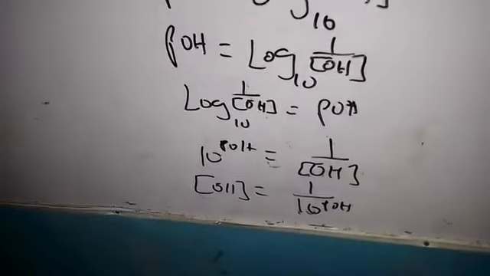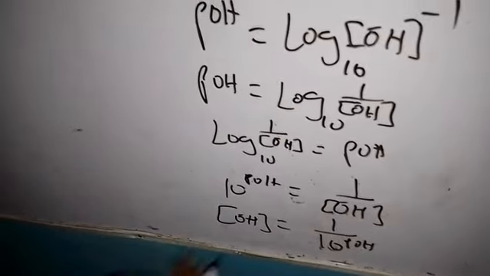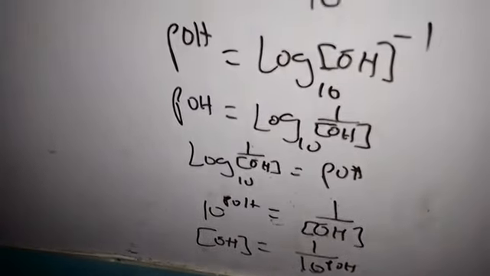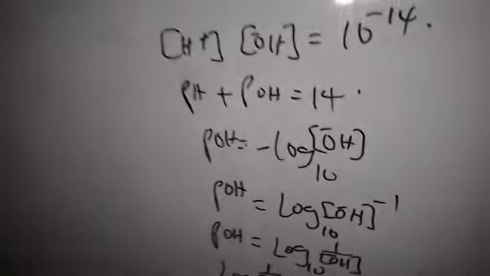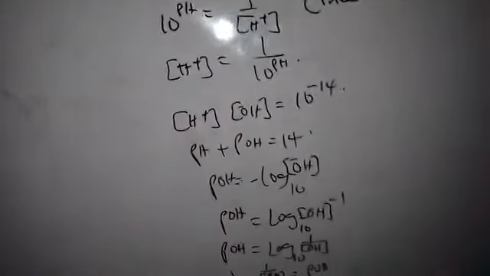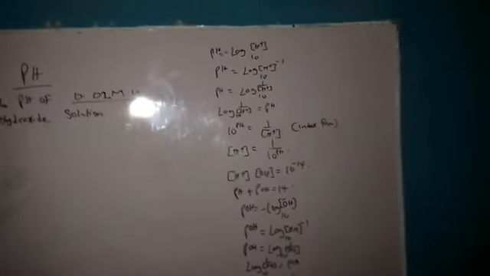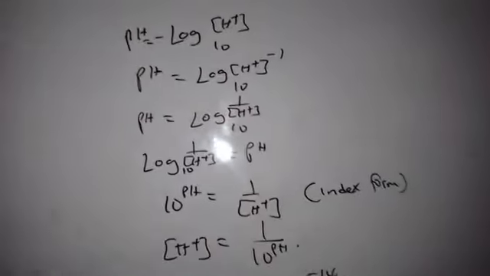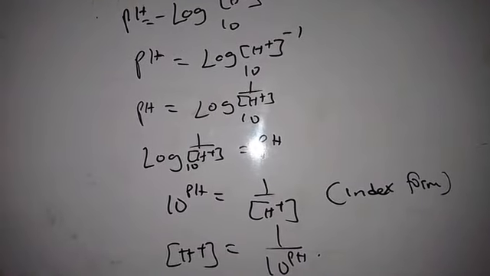pOH. Don't forget that pH is the negative logarithm of hydrogen ion concentration to base 10, while pOH is the negative logarithm of hydroxide ion concentration to base 10. Anytime we refer to pH, we are talking about the power of hydrogen, and this pertains to an acid. When we talk about pOH, we are talking about the potential of OH minus, and we are referring to a base.